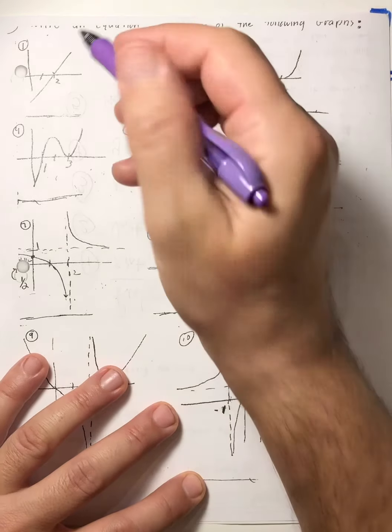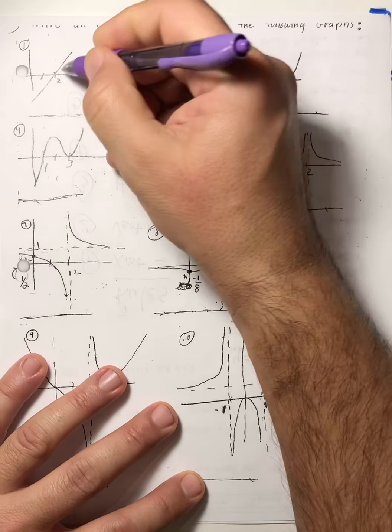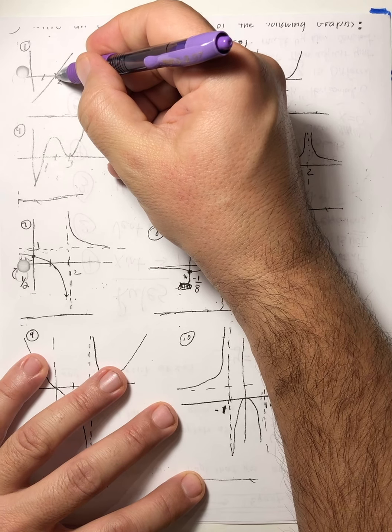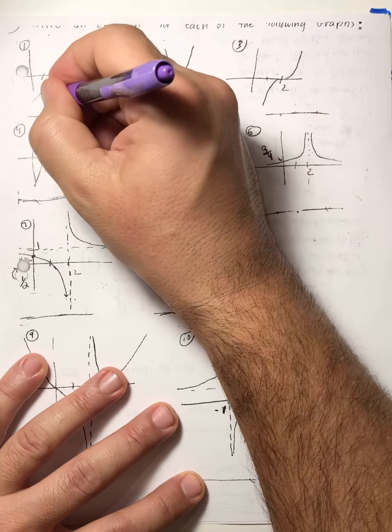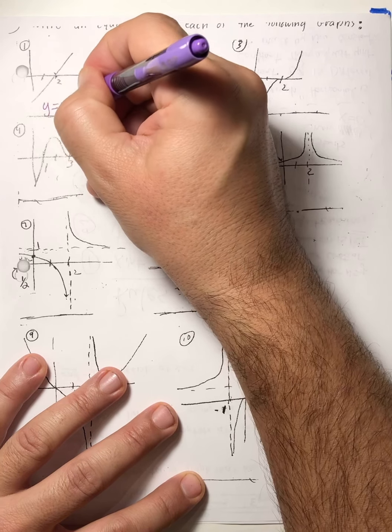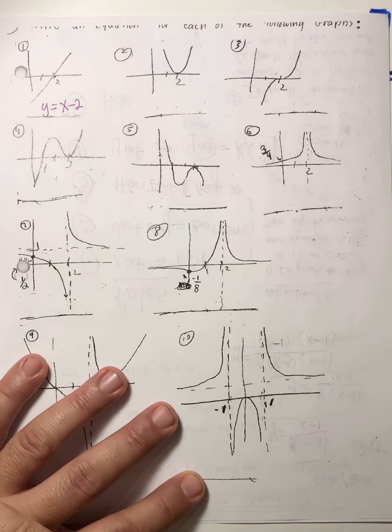Nice equation right here. What's the x-intercept? That's right, that has an x-intercept of 2. This is a linear equation, so it's just y equals x minus 2. There's your equation, done.